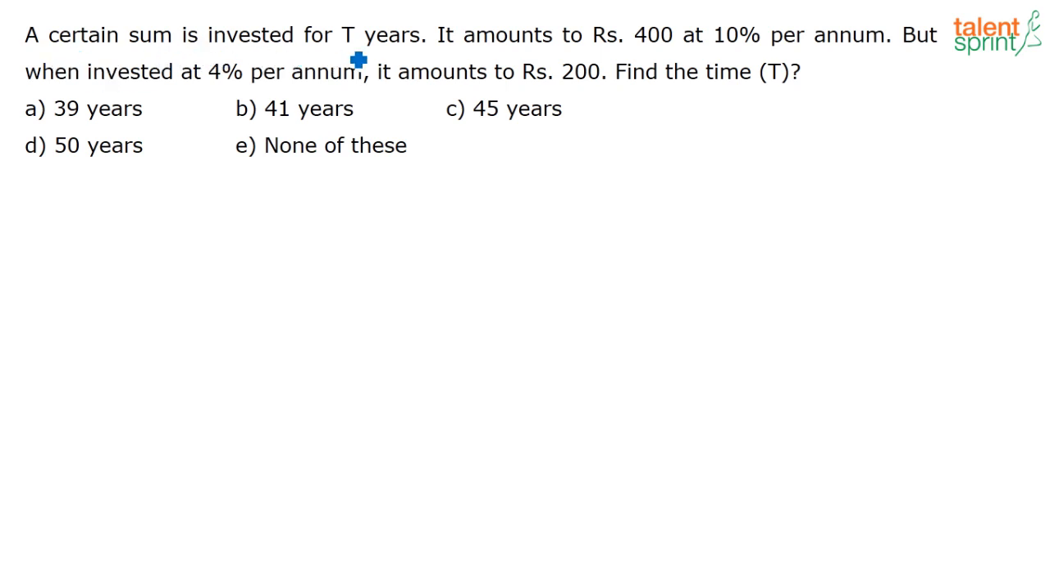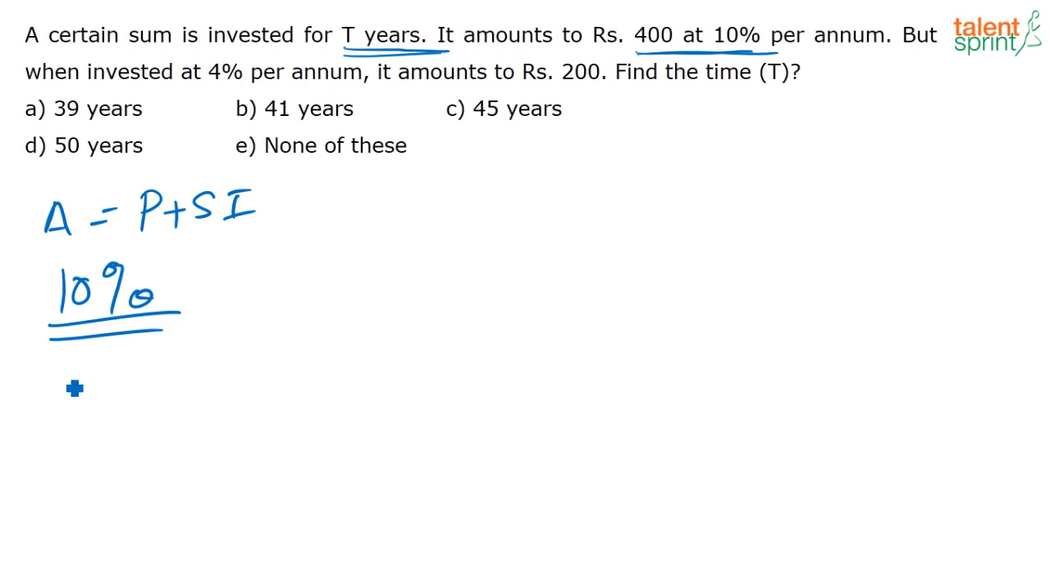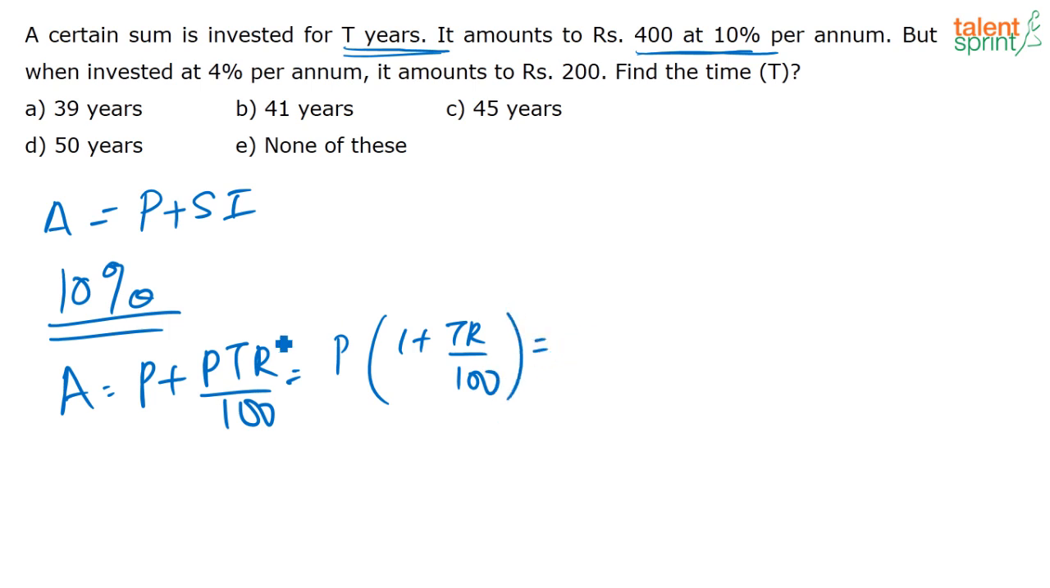Now a certain sum is invested for T years. It amounts to 400 at 10% per annum. So what will be the amount? In simple interest, the amount is always calculated as the principal plus the simple interest. This particular sum is invested for T years at 10% per annum. The amount is equal to P plus PTR by 100, or P into 1 plus TR by 100, or P into 1 plus 10T by 100. Now this is the first case.